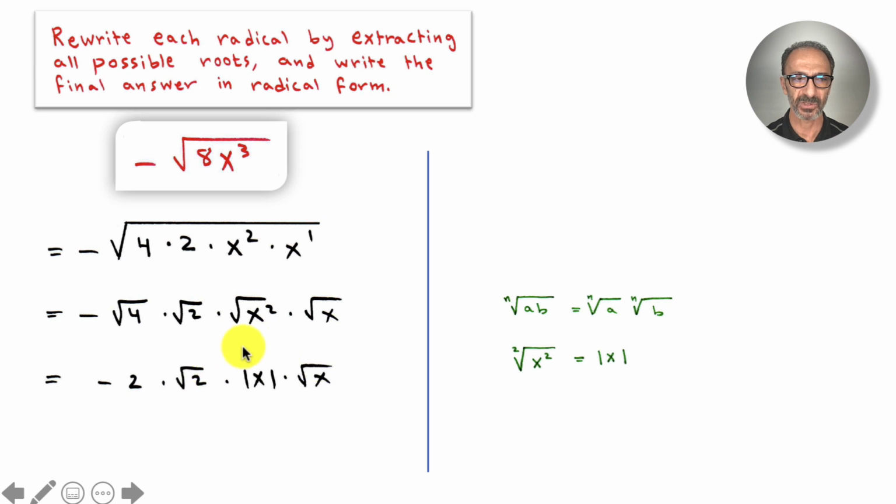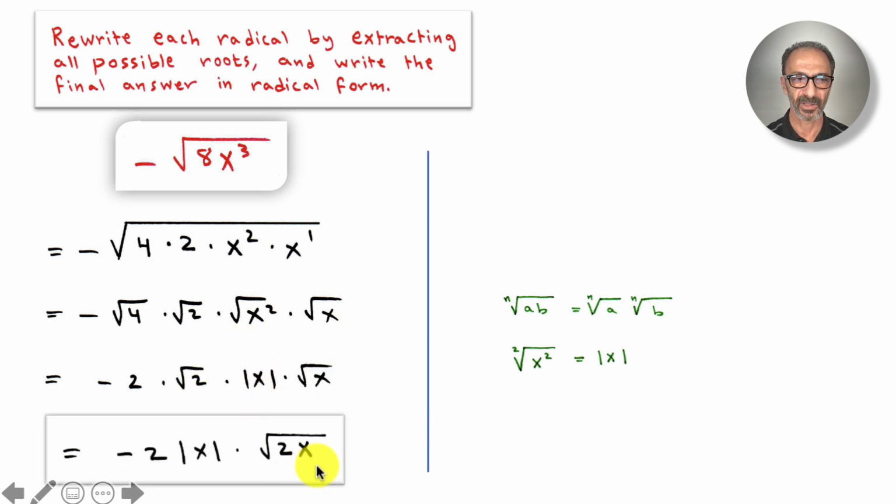Rearrange, put the square roots together as one piece, and that's how it goes. 2 and x will be under the square root, and we have a minus 2 absolute value of x times the square root of 2x.